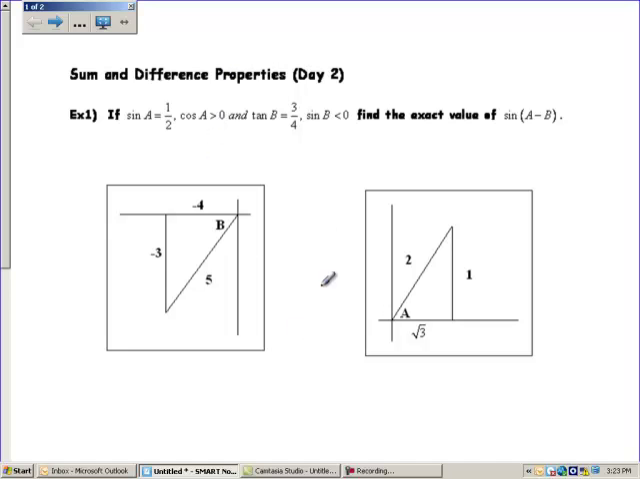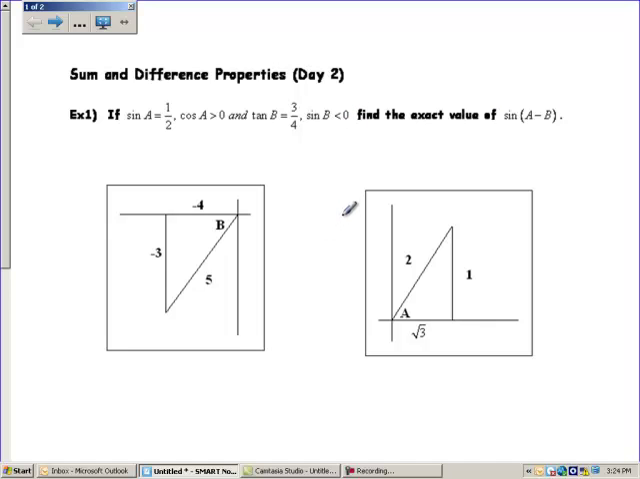We are going to do an example that's going to look a little more technical than we saw yesterday. And so this example is: if sine of A is 1/2 and cosine of A is positive, that's what the little greater than 0 means, and tangent of B is 3/4 and sine of B is negative, then find the exact value of sine of A minus B.